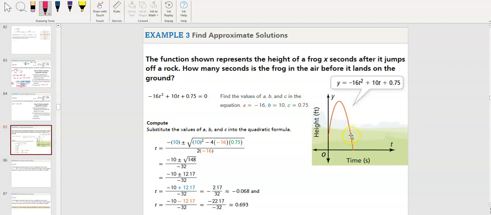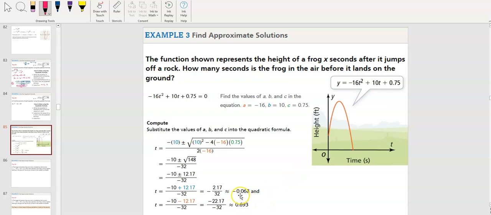So I want to know how much time has passed until we get x is 0 right here, right? Our x-intercept. So they give us the formula. We're going to find the values of a, b, and c. Then we're going to plug it into the quadratic formula and solve. And so the difference here, finding approximate solutions, is similar to your warm-up the other week, where we're going to compare these two answers and see which one makes sense.